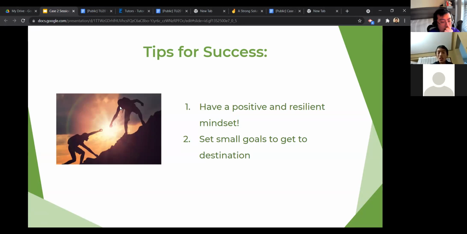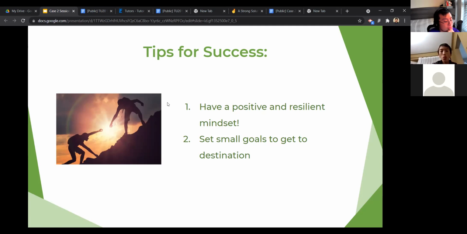Some little tips for your venture and your project: stay positive and have a resilient mindset. There will be times where you face obstacles and you need to overcome them. You need to persevere through your challenges. Perhaps sometimes you need to reevaluate, but stay positive and all will be fine.